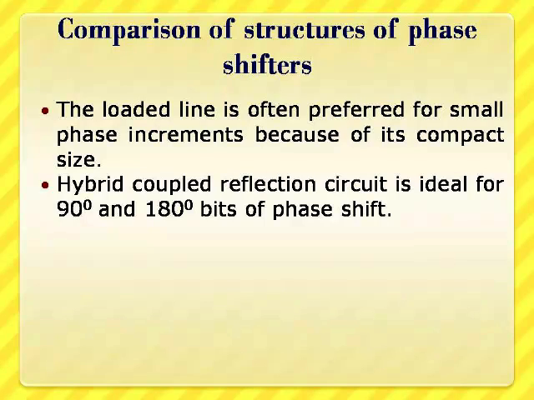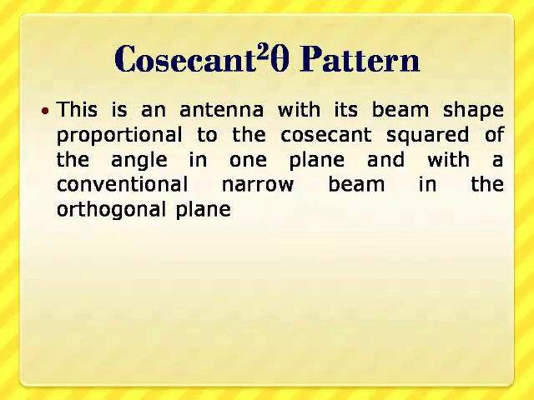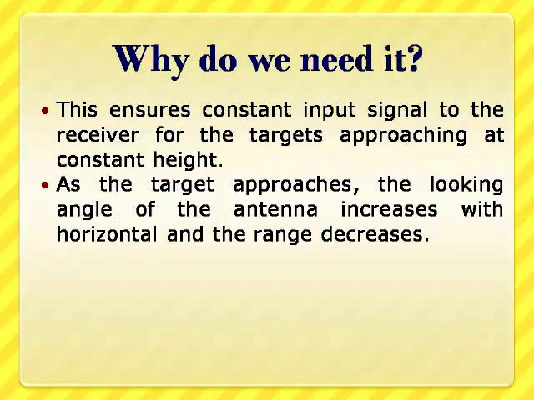Cosecant square theta pattern system is a special case of these phased arrays. This is an antenna with its beam shape proportional to the cosecant squared of the angle in one plane and with a conventional narrow beam in the other plane. Why do we go for this? This ensures constant input signal to the receiver for targets approaching at constant height.